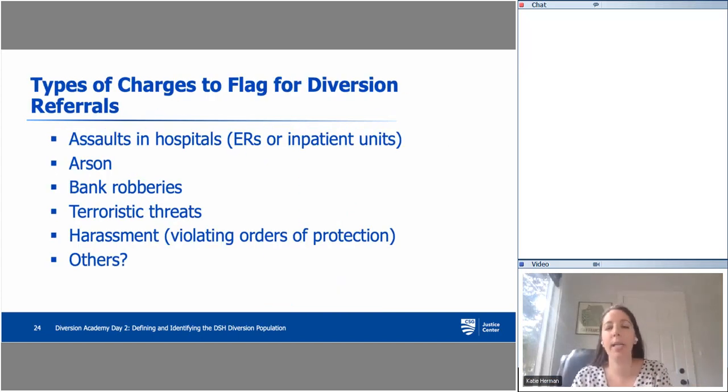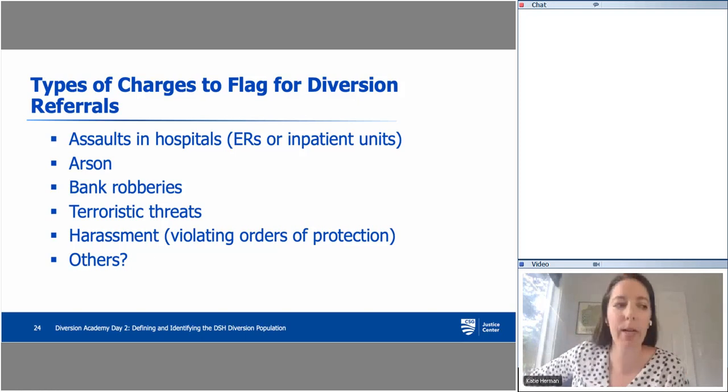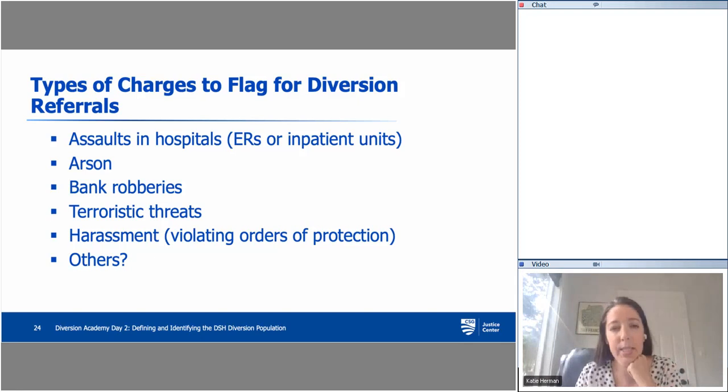So again, if you're looking at a case file in front of you, either as an attorney, a behavioral health provider, or a judge, what are some types of charges that may raise a flag for you? This person may be eligible for this DSH diversion. These are based on things that I saw frequently when I was working for a diversion program in New York City. So looking for assaults that occur in hospital settings, either like an ER or an inpatient psychiatric unit.